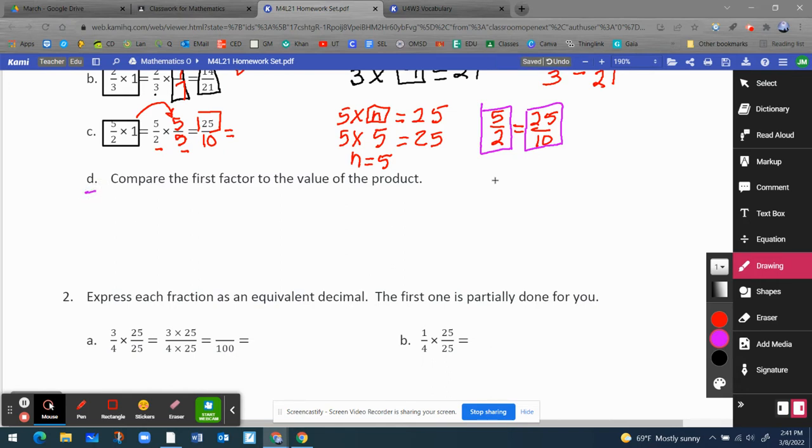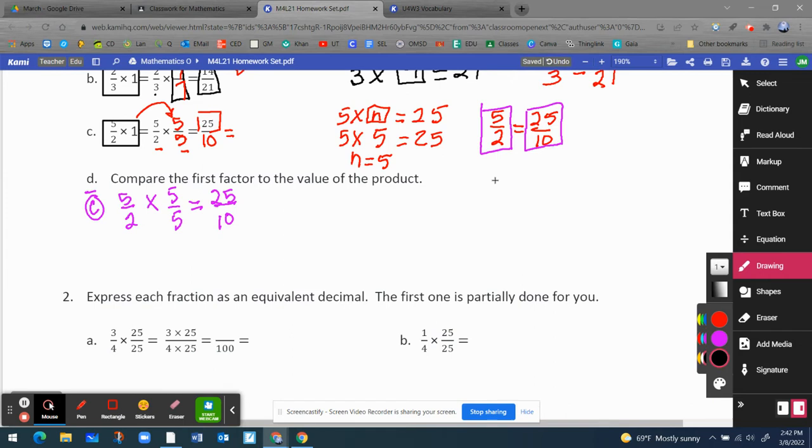Okay? And now, D is asking us to think and reason this. Compare the first factor to the value of the product. So which one is the first factor? Well, let's look at C. The first factor is 5/2. Then we multiply it times 5 over 5, which equals 1. And the product was 25/10.